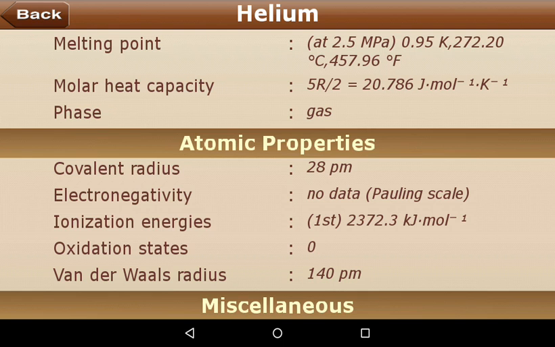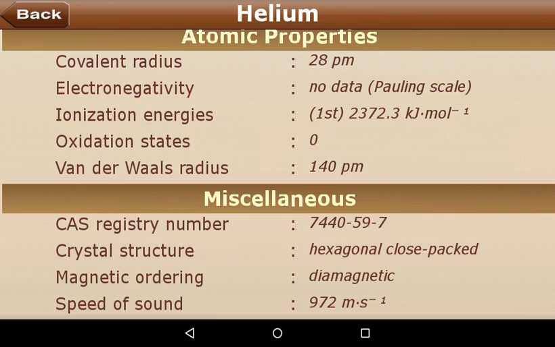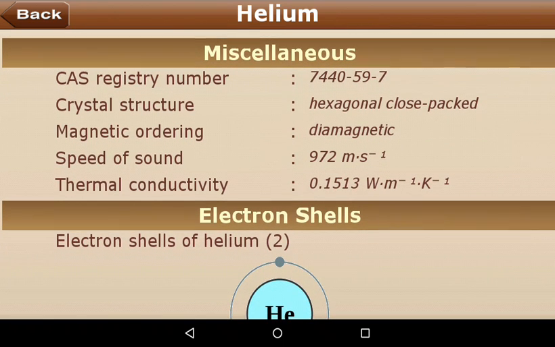The phase of this substance is gas. It has atomic properties: a covalent radius of 28 pm, electronegativity with no data on the Pauling scale, and a high ionization energy. It has a first ionization energy, and it belongs to group 18. It has an oxidation state of 0. The van der Waals radius is 140 pm.